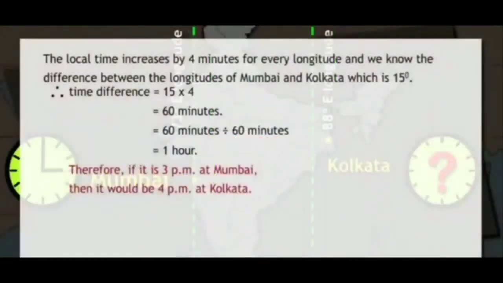Now to do this, we know that the local time increases by 4 minutes for every longitude. हर एक longitude के बाद जो local time increase होता है that is by 4 minutes. And we know the difference between the longitudes of Mumbai and Kolkata, which is 15 degree. So the time difference is equal to 15 into 4, which is 60 minutes. And we have to divide that 60 minutes by 60 minutes. And then our answer is 1 hour. So if it is 3 p.m. at Mumbai, then it would be 4 p.m. at Kolkata. So the difference between these two cities of local time is by 1 hour.